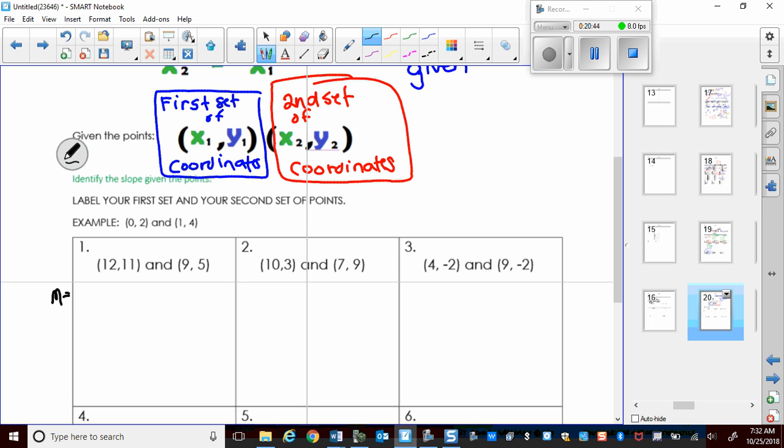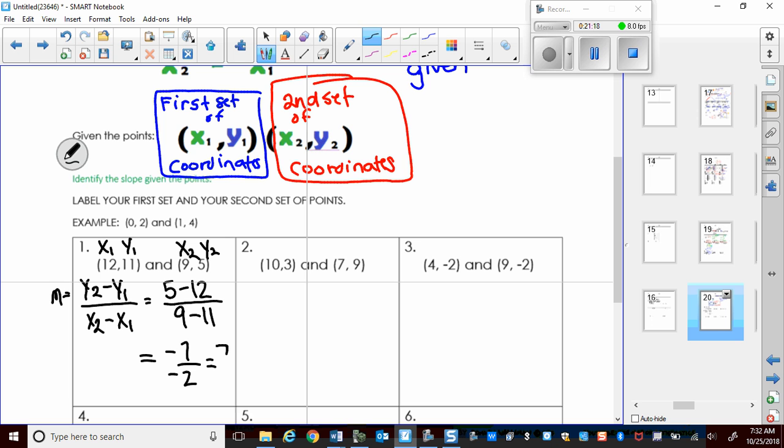M, the slope, m equals y2 minus y1 over the second x term minus the first x term. So which one's first, which one's second? Well, label them. x1, y1, x2, y2. See, 5 minus 12 over 9 minus 11 equals -7 over -2 equals, simplified, 7 over 2. Circle your answer.